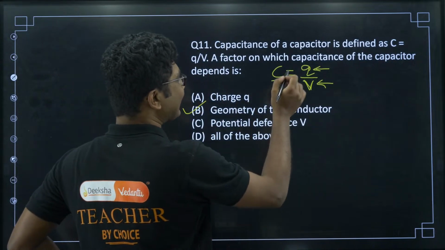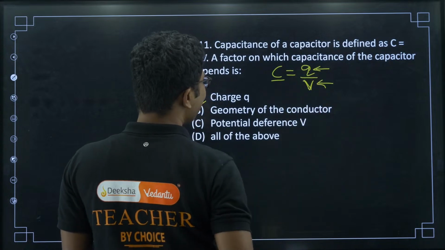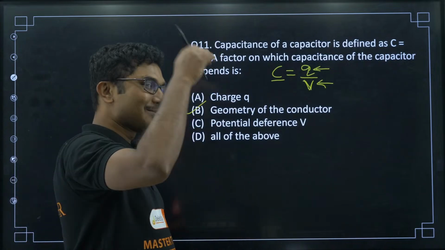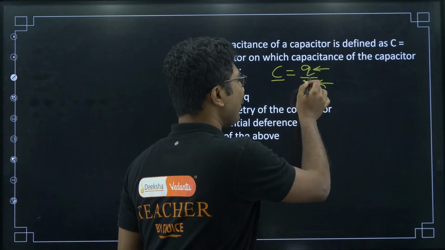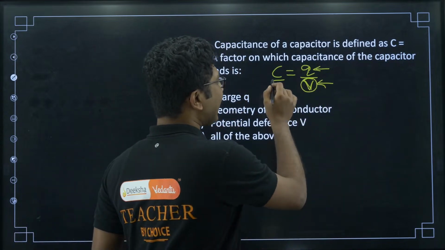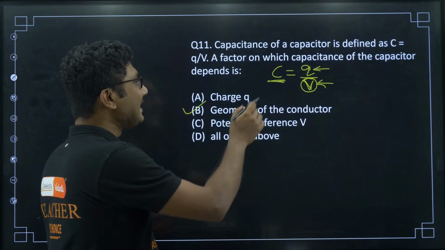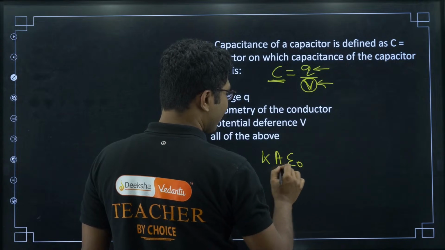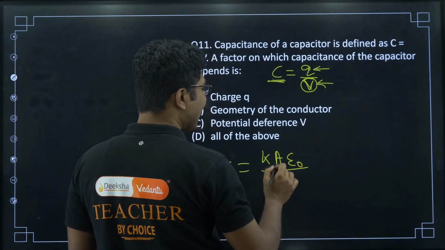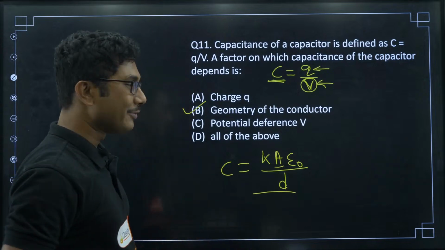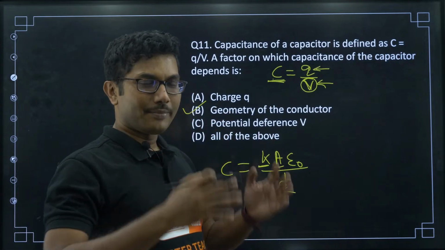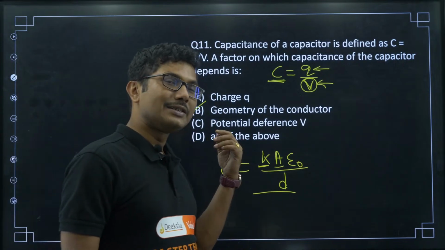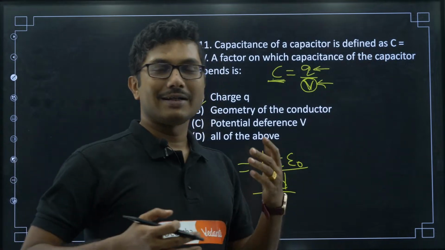Capacitance depends on charge and voltage, but its value does not actually depend on charge or voltage. Based on the charge you store, the voltage will automatically adjust, so that this value C remains constant. C depends on three things: K, A, epsilon naught by D. It depends on the area, on the distance between the plates, and on whatever you have kept in between the capacitor plates.